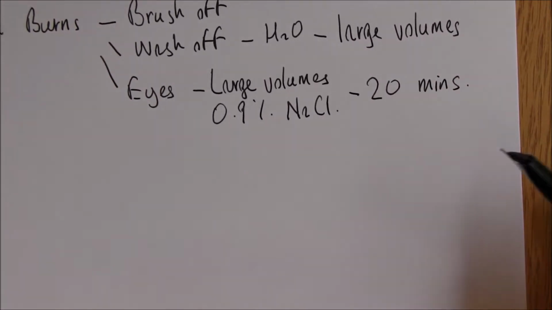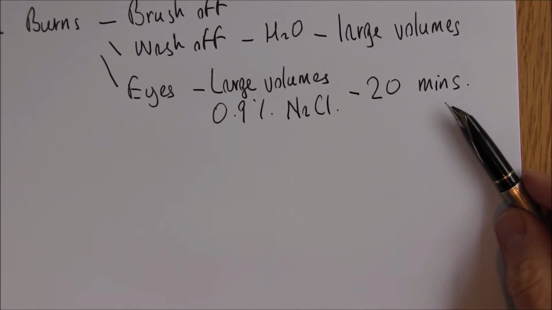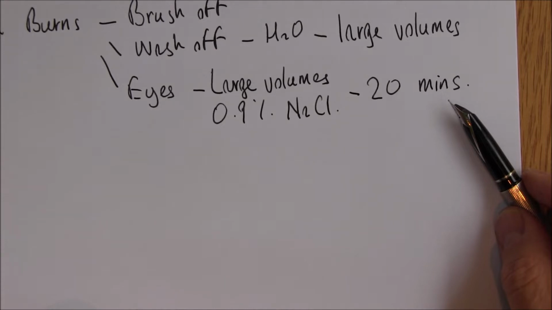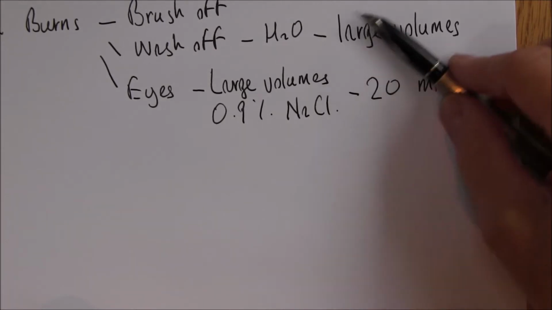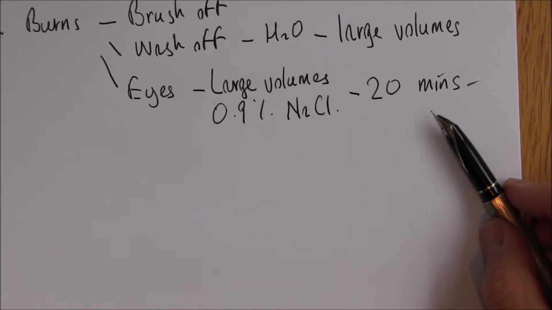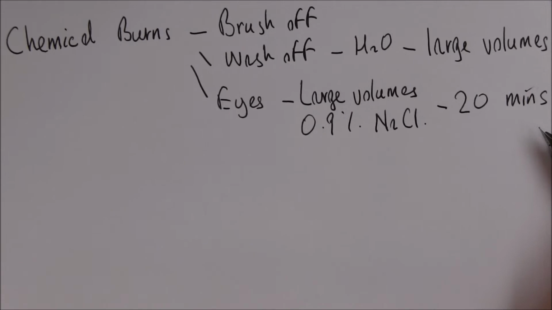Then after 20 minutes of irrigation, we can check the eye again with a pH indicator to make sure we're getting down towards a normal physiological neutral pH, which is what we want. So again, nothing clever. We're not invoking chemistry. We're not neutralizing acids and alkalines. What we are doing is irrigating with large volumes of fluid.